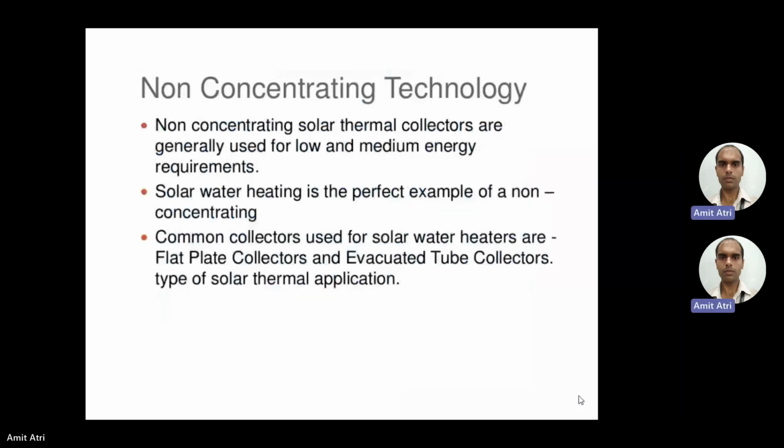Now let us discuss this type of collectors. So non-concentrating solar thermal collectors are generally used for low and medium energy requirements. Okay, we have discussed that. Solar water heating is the perfect example of non-concentrating. Yes, water heating using solar energy. That is an example of non-concentrating type of solar collector. So common collectors used for solar water heaters are flat plate collectors and evacuated tube collectors.